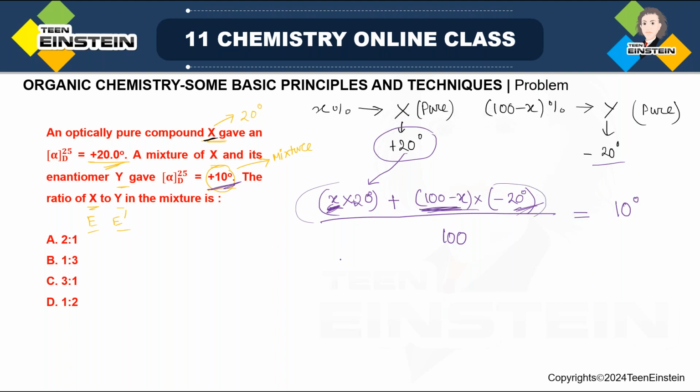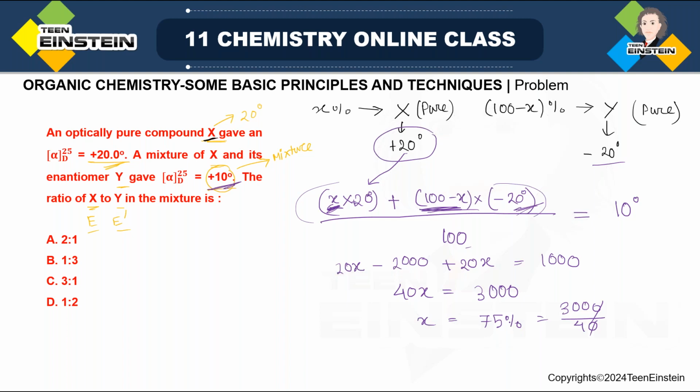Now we will do the calculation. It is 20x minus 100 into 20, plus 20x, negative, negative, positive, and this 10 into 100 will be 1000. Now it is easy to do. It is 40x equal to 3000, so x will be equal to 75%. That is 3000 by 40, 300 by 4, which is 75.